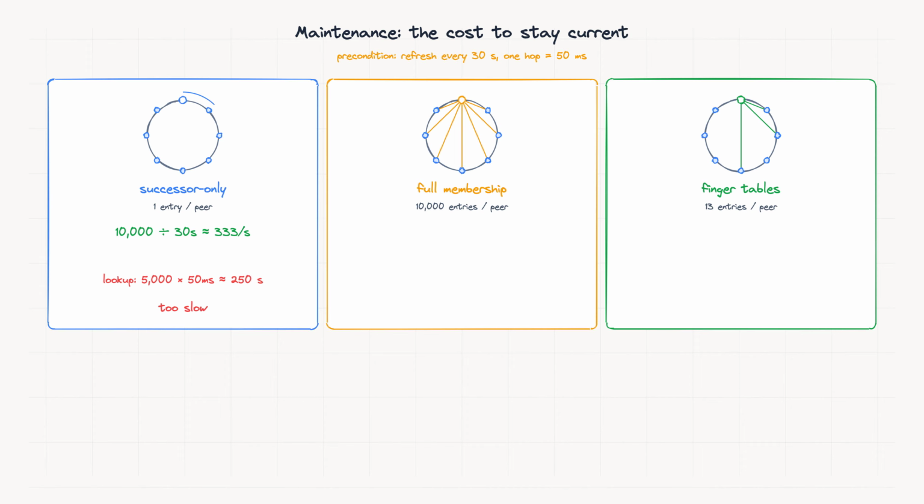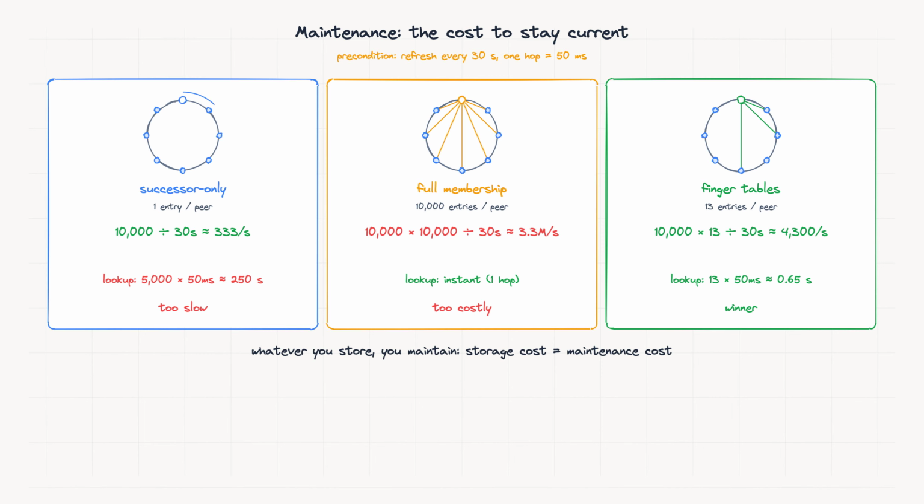Hopeless at this size. Full membership keeps all 10,000 entries on every peer, 10,000 times the refresh work, so about 3.3 million RPCs per second network-wide, just to stay current. Lookups are instant, but the upkeep crushes you. Finger tables land in the middle, about 13 entries per peer, so 13 times that 333, around 4,300 RPCs per second network-wide. That's 2 orders of magnitude under full membership, and lookups are still only 13 hops. The pattern is clean. Whatever you store, you have to maintain, so storage cost is maintenance cost.